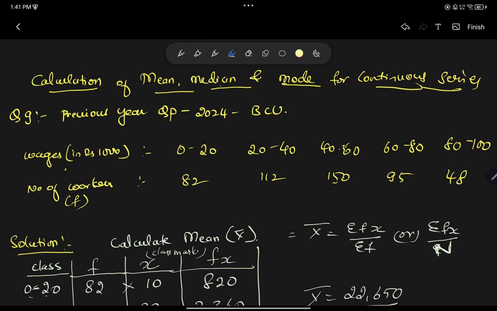And in the next video, I will solve mean, median and mode for the continuous series when they have not given the classes, but they have given the observations as more than and they have given the frequencies.